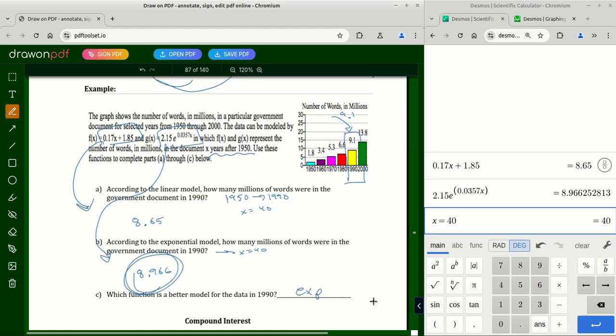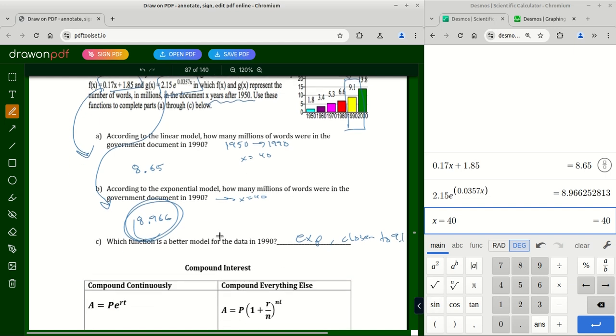So I would say the exponential is better just because it's closer to 9.1. Okay, that's what they're wanting.